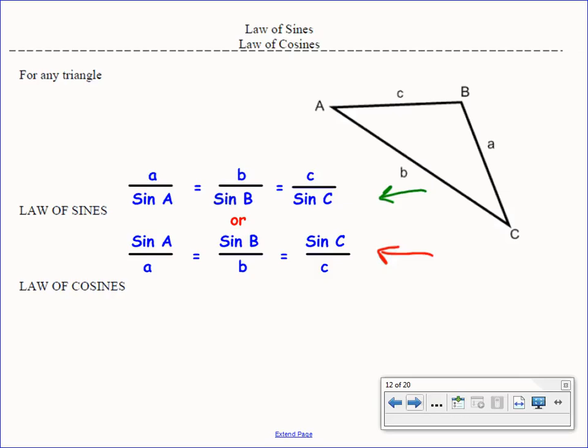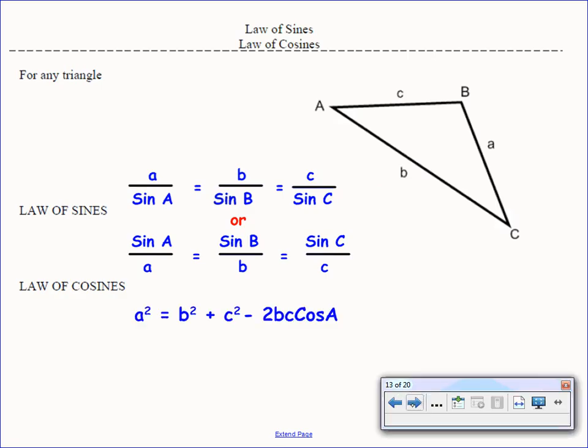Hans? Will we be allowed to use these on tests? You'll be given one form, so you'll be given one proportion. You won't get 3 connected in a row, you'll get 2, but it could be any letters. The same is true for law of cosines. We'll give you one form for law of cosines, right? But it might be different letters than the letters that are on your triangles on your quiz. You see what I'm saying?